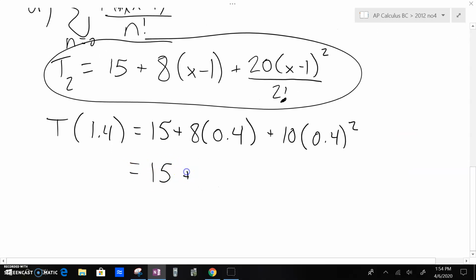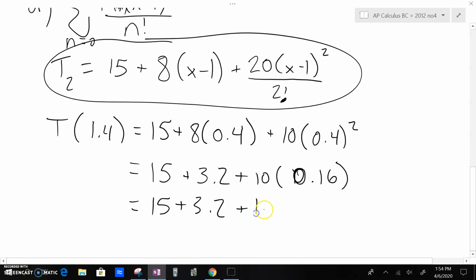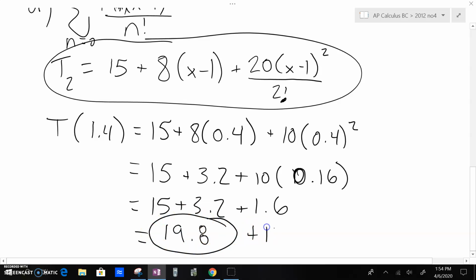And I would have 15 plus 3.2 plus 10 times, what would that be? 0.4 times 0.4. That's 0.16 when I multiply 0.4 times 0.4. And then I've got 15 plus 3.2 plus 1.6. And when I add those together, I'm going to have 19.8. And there's my last approximation. That's a point, and then your Taylor polynomial is a point on this one, which brings us up to 9 points total. And again, 19.8, that's an estimate.